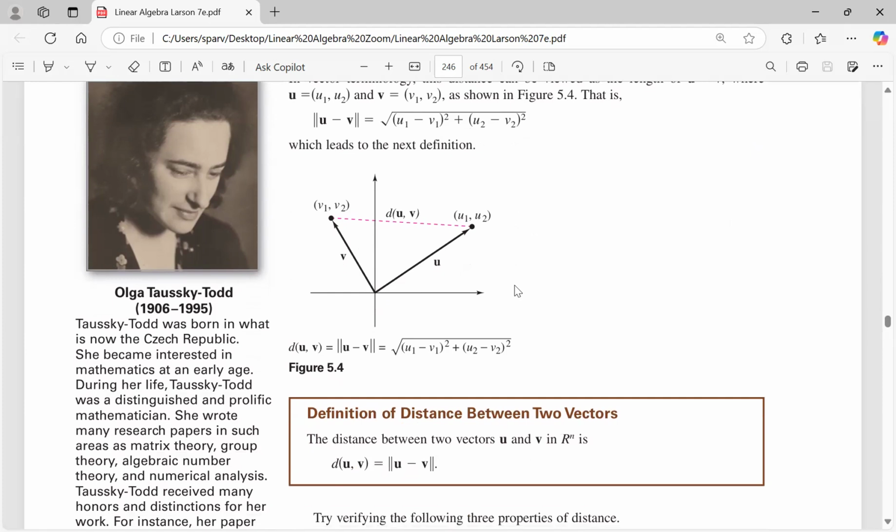Now, because distance is a length, a distance between two vectors, we can show that using the magnitude, or scalar, of u minus v. And that would be the distance between two vectors.